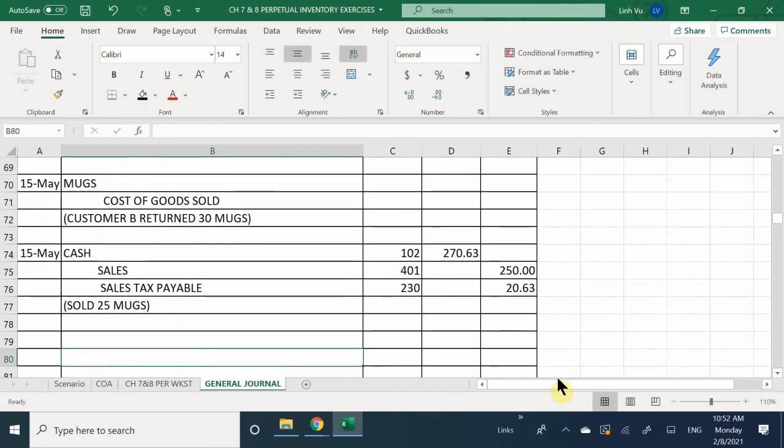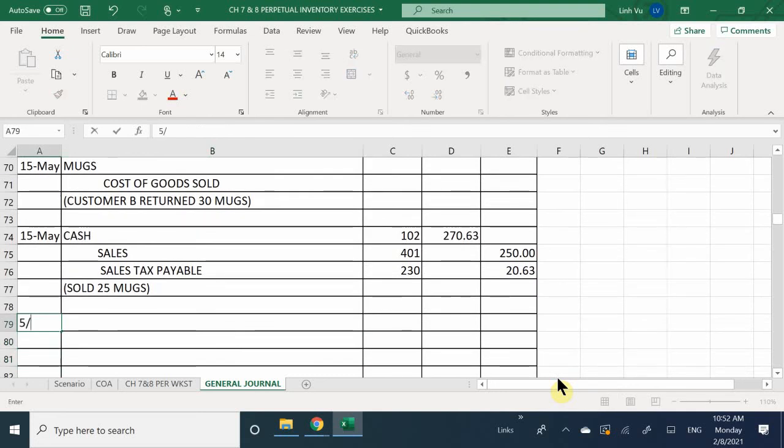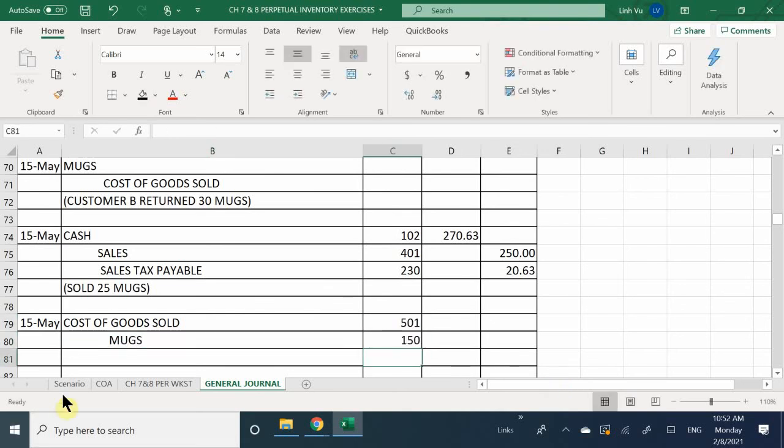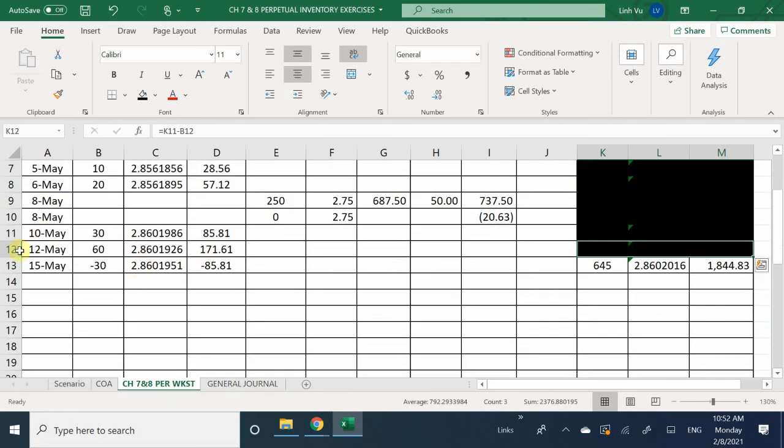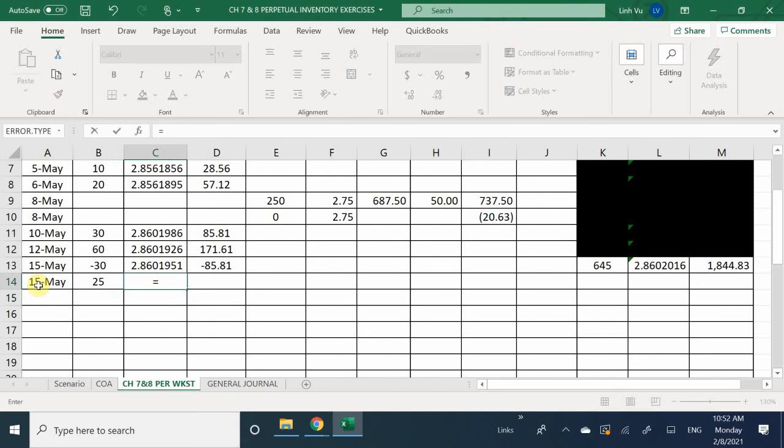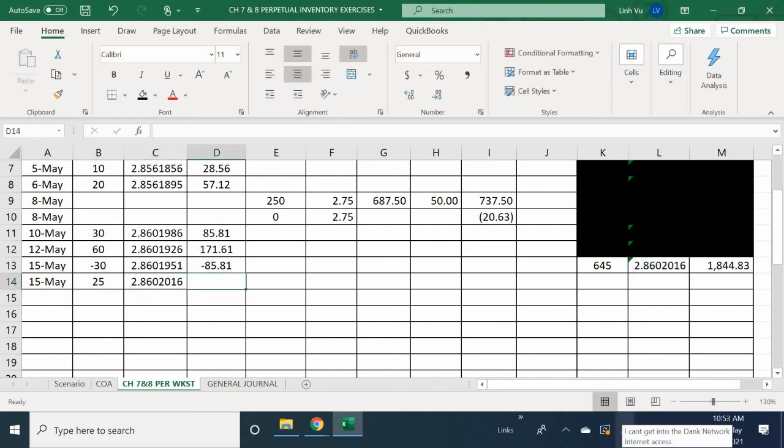Okay. What else do we also have to include? Cost of goods sold. Yes, we have to also update our inventory. So cost of goods sold. And we are also taking it directly out of our inventory, mugs. So account 501 with 150. So let's go ahead and solve for our cost of goods sold. So for 515, we sold 25 mugs. How much is it going to cost me right now? 2.860216. Okay, and then what is my total cost of goods sold here?